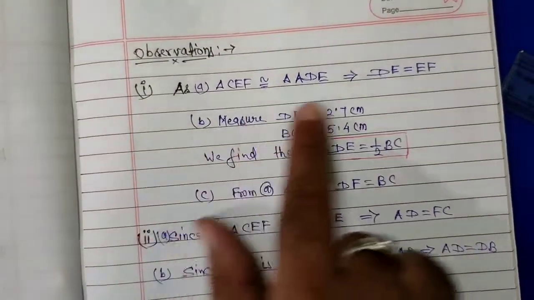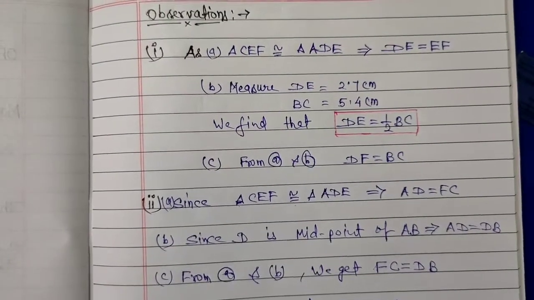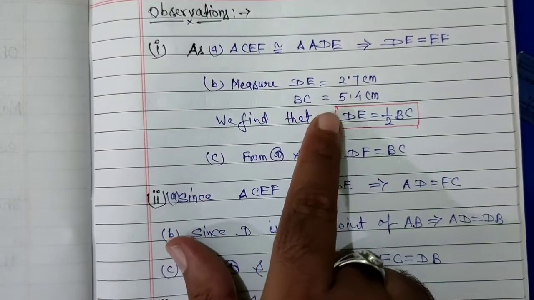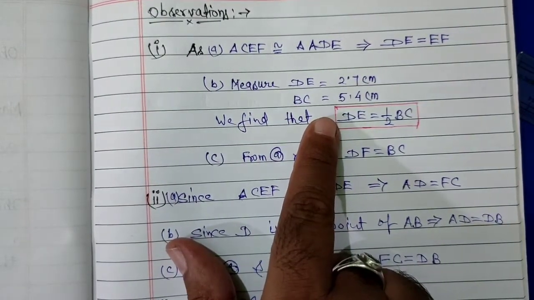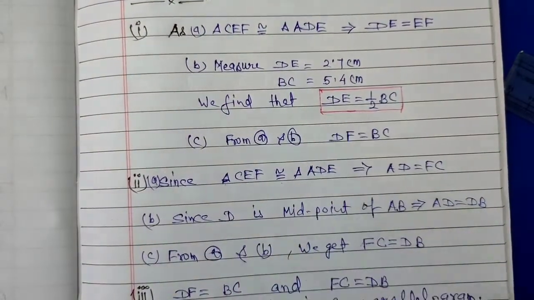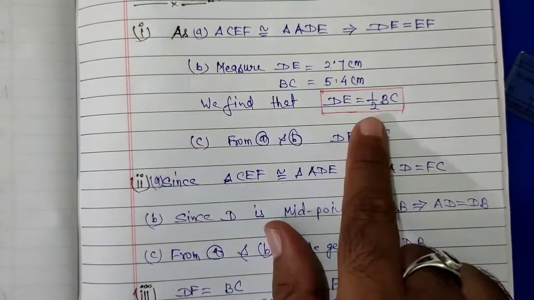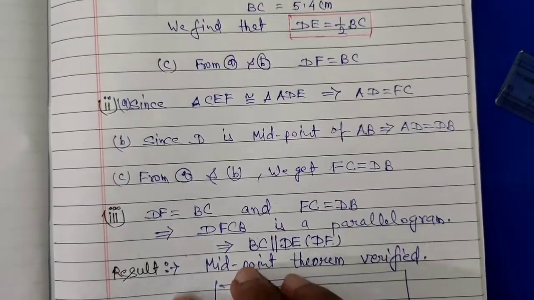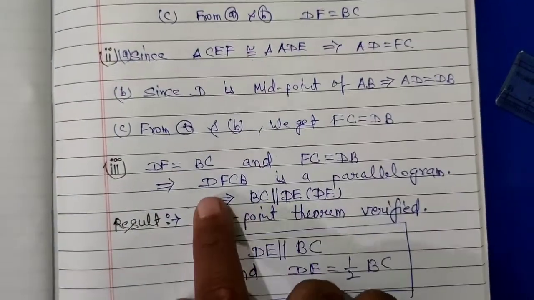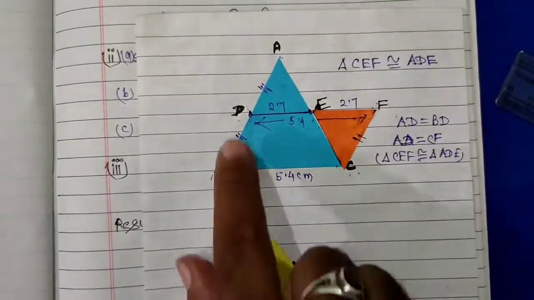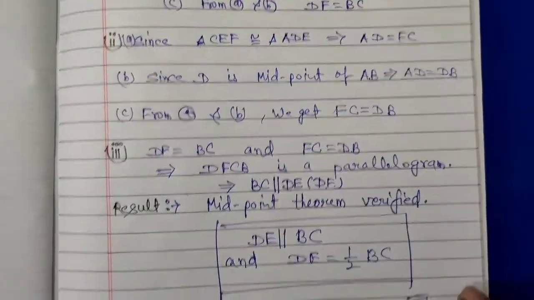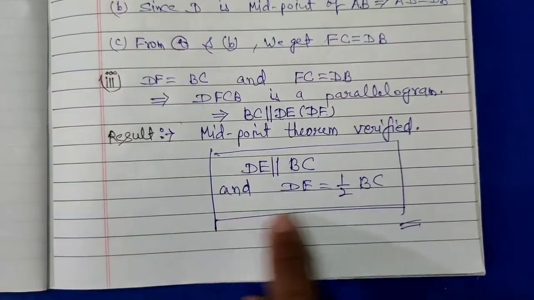Now observation part, there are so many observations which we have already discussed. You just have to write these all things. This measurement will be different in your part because you will make different length triangle. So we will see how many of you are getting correct observation. And this CEF triangle here, you are proving that DFCB is a parallelogram which you have to prove. And now finally this is the result which you have to verify.